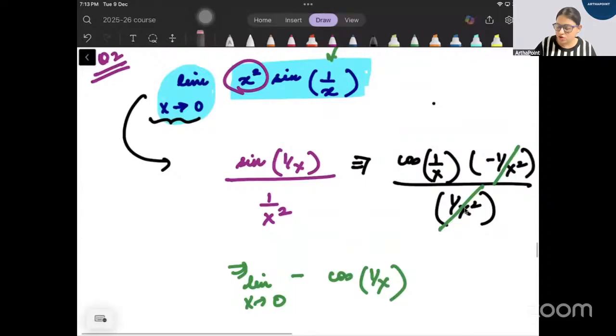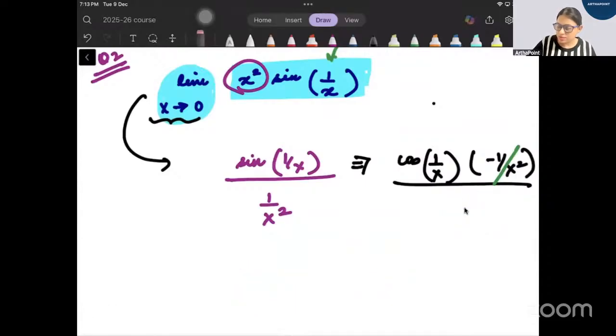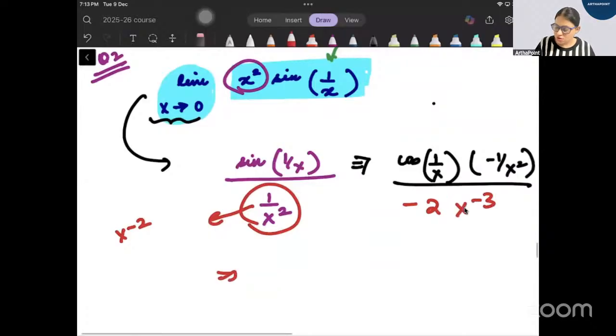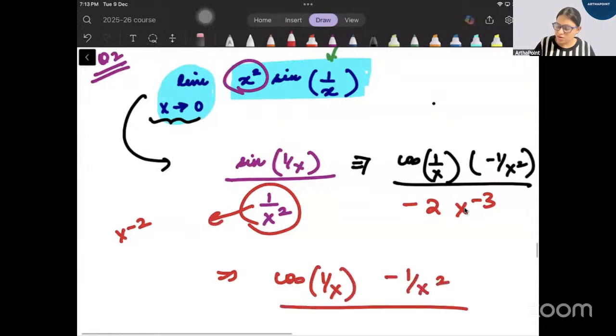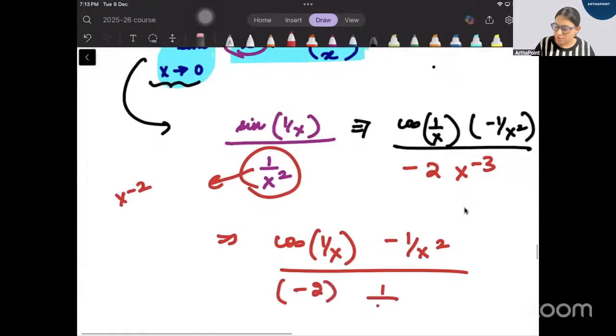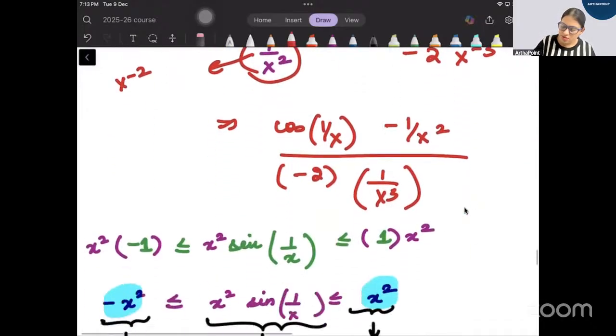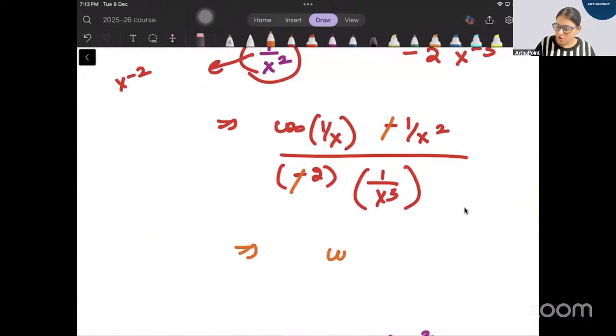Oh, sorry, I didn't differentiate the denominator yet. So you can differentiate the denominator separately. So this will be x to the power minus 2. So when I differentiate it, it will be minus 2 x to the power minus 3. So this will be cos 1 by x into minus 1 by x square upon minus 2 into 1 by x to the power 3, right? So this will go ahead and cancel itself, right? And you will get cos 1 by x upon 1 by x into 1 by 2.